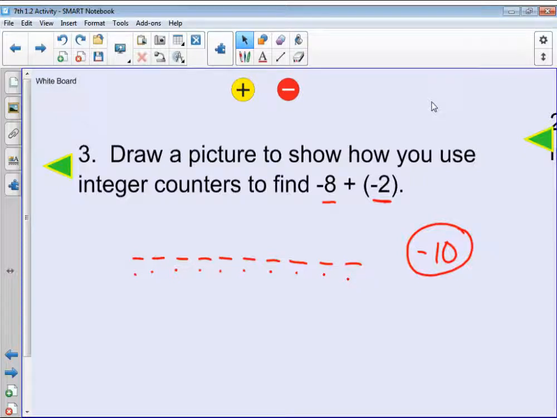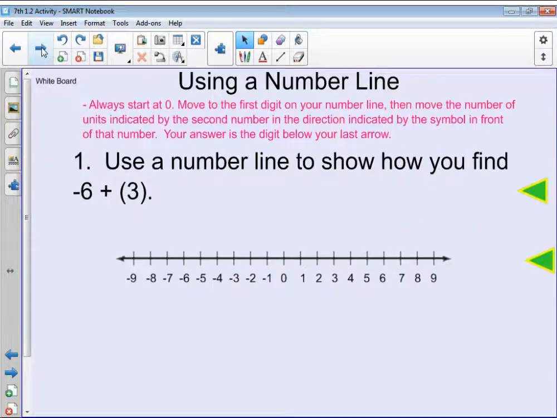That's working with integer counters. Now we're going to go ahead and work off of a number line. Now, what you need to realize is both of these practices are great for smaller numbers, but you really want to be able to just get comfortable with it so that you can identify maybe some easier ways to solve them. Obviously, we're not going to want to use a number line or number counters when we're working with really large numbers. It would take us a long time.